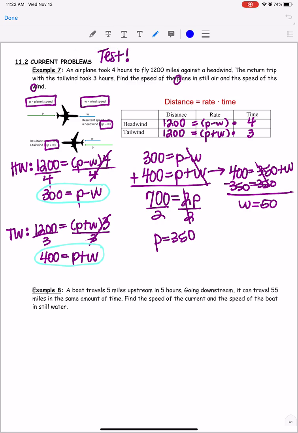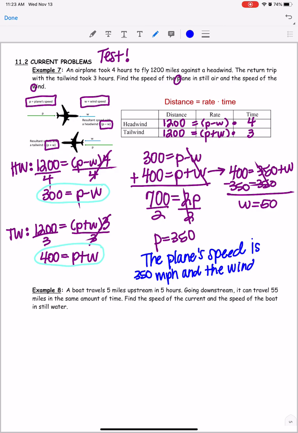So word problems require word answers. So what did we find? We have found that the plane's speed is 350. What unit are we in? We have miles and we have hours, so miles per hour. And the wind is 50 miles per hour.